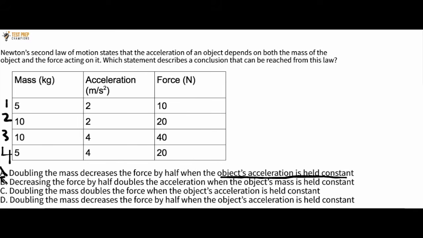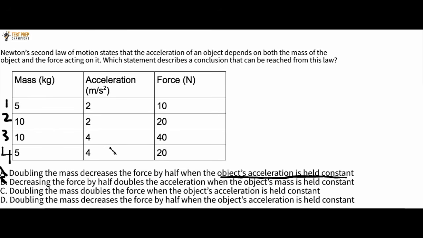Okay, what about answer choice C here? Doubling the mass doubles the force when the object's acceleration is held constant. So the two cases where the object's acceleration is constant, we'd want to compare case 1 to case 2, or case 3 to case 4, because in case 1 and 2 the acceleration is 2 in each case, and in case 3 and 4 the acceleration is 4 in both cases.